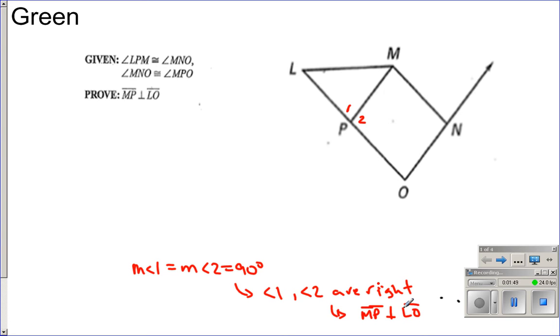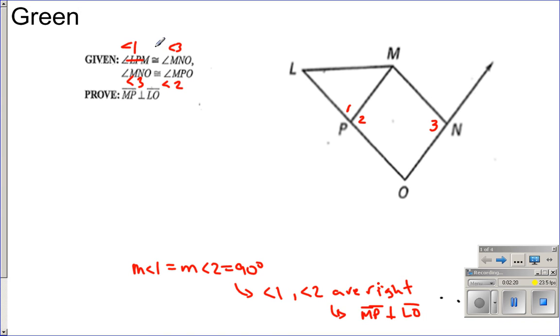Well, if I have to show the 90 degrees, I have to involve measurement at some point. So really, I have to probably use this idea that there's a line here and this measures 180. But let's look at my givens. In fact, I'm going to label a couple more angles. I'm going to call this angle 3. So LPM is really just angle 1. MNO is angle 3. So that's angle 3, and that's angle 2.